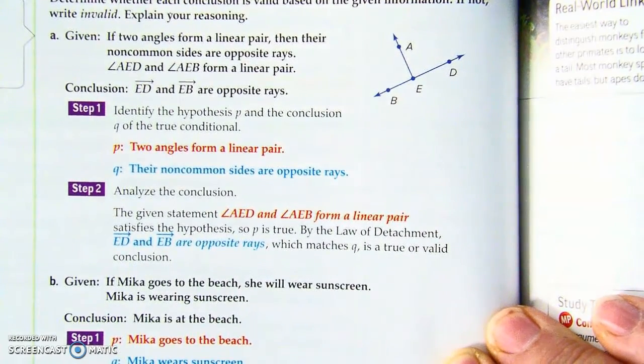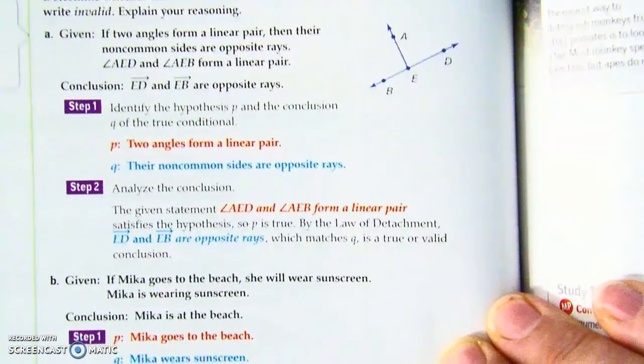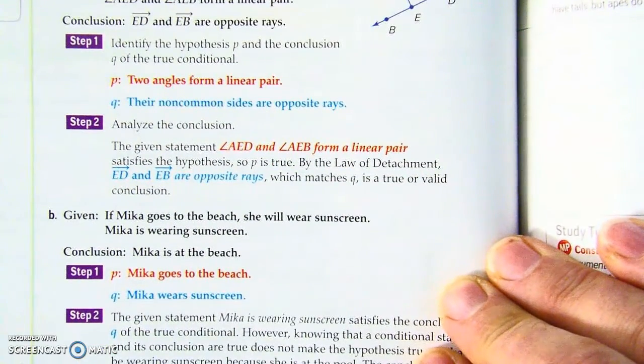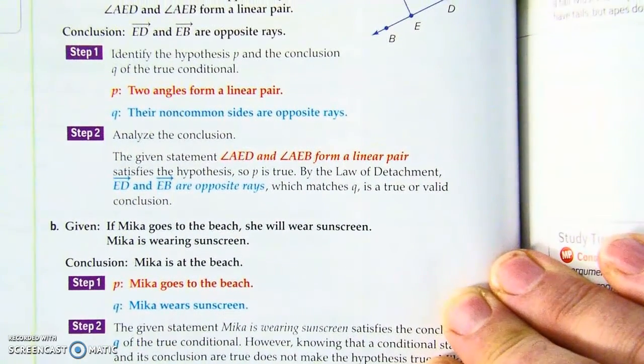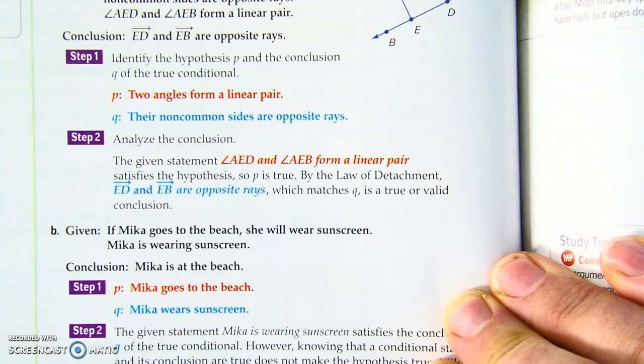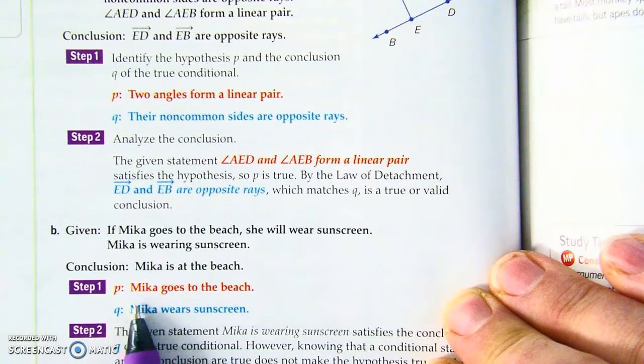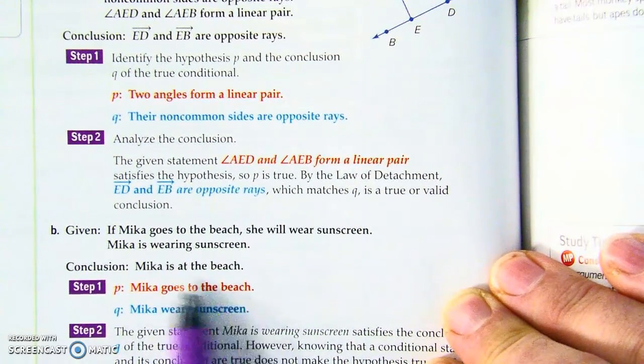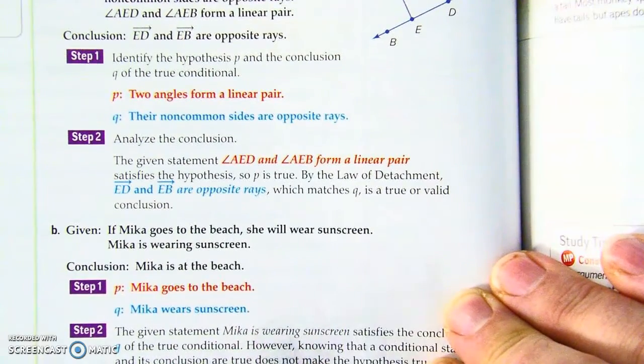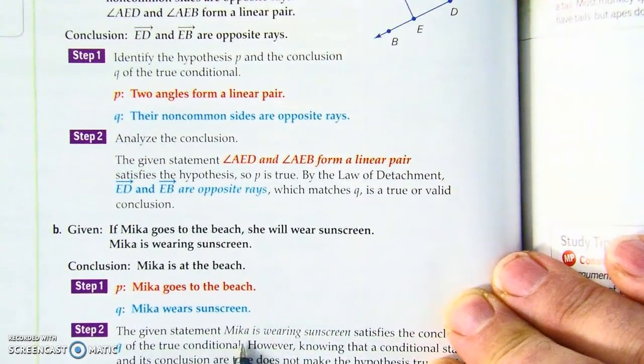Here's another one. Micah goes to the beach. She will wear sunscreen. Micah is wearing sunscreen. So there are three statements here, our concluding scenario. Here's our hypothesis: Micah goes to the beach. And Micah wears sunscreen is her conclusion. Okay, let's read down here.